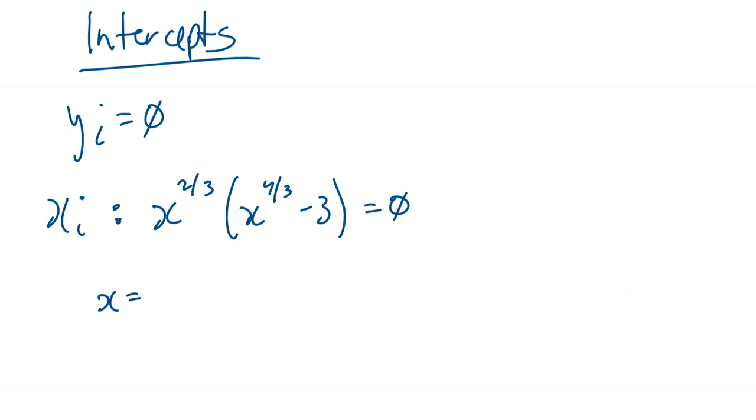x equals 0, or I could do x to the 2/3 equals 0, which means x equals 0. And x to the 4/3 equals positive 3. Now how do I solve this? What were we going to say? Plus or minus cube root? Close. Or the cube 3?